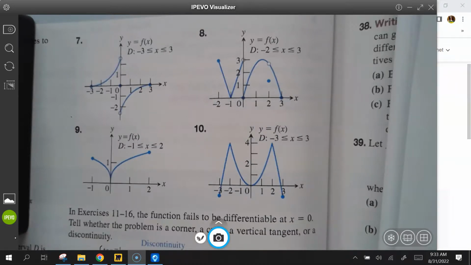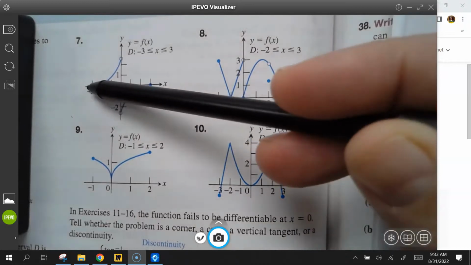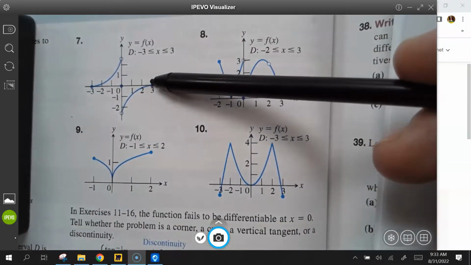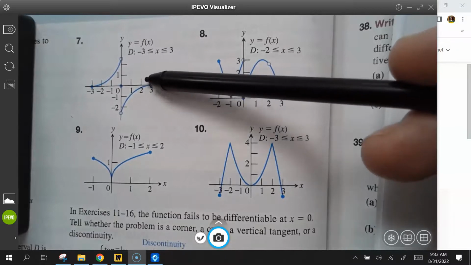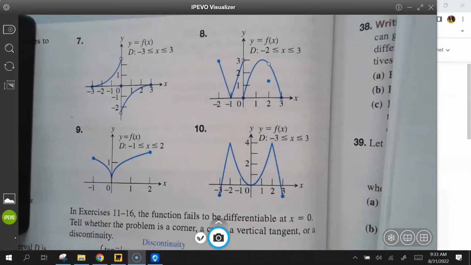What point is it not differentiable? At 0. It's not differentiable here because of the discontinuity, but everywhere else, it looks okay. Do you agree or disagree? So at what place is it neither continuous or differentiable? 0. Does that make sense? How about number 8?